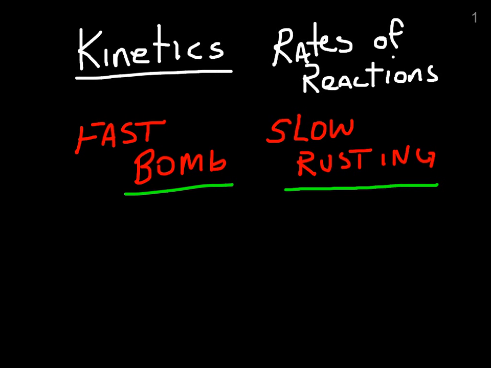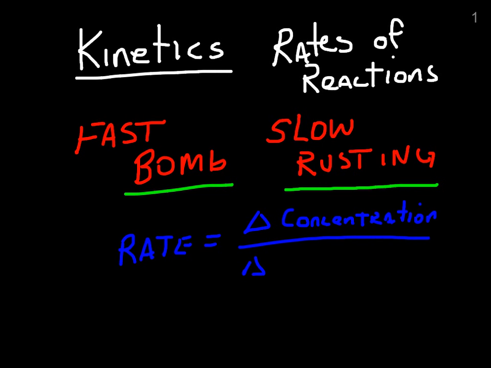So basically, the way we measure kinetics, we're going to keep it pretty simple, but the rate of a reaction, how fast it's going to happen, is going to be equal to a change, that delta, a change in the concentration per change in time. So it's really sort of similar to when you measure how fast you're going in a car, it's miles per hour. Here it's concentration per time.